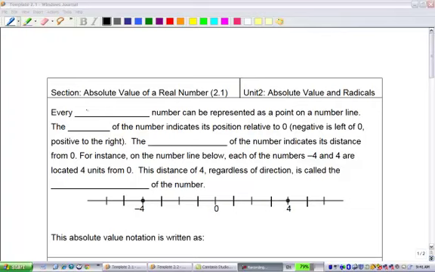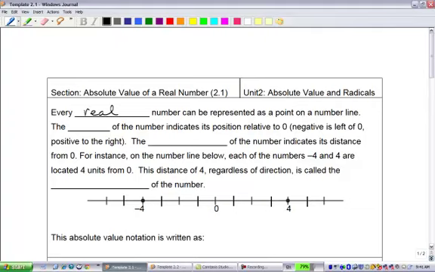Basically, every real number can be represented as a point on the line. And really, the sign of the number indicates its position relative to 0. So negative is left of 0, positive is to the right. I think we have a pretty good understanding that negatives are further left, positive is further right.